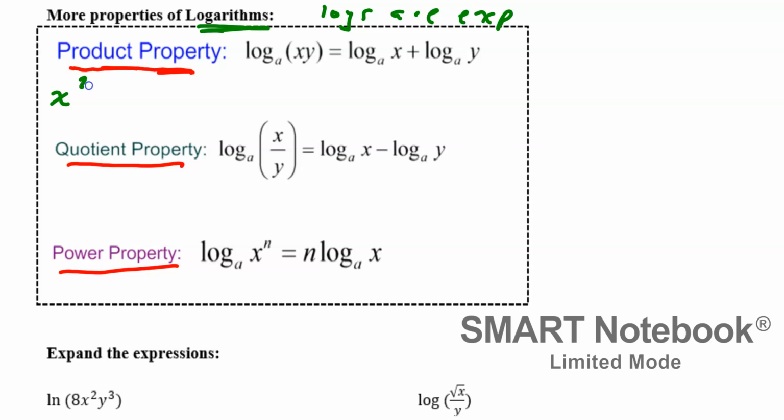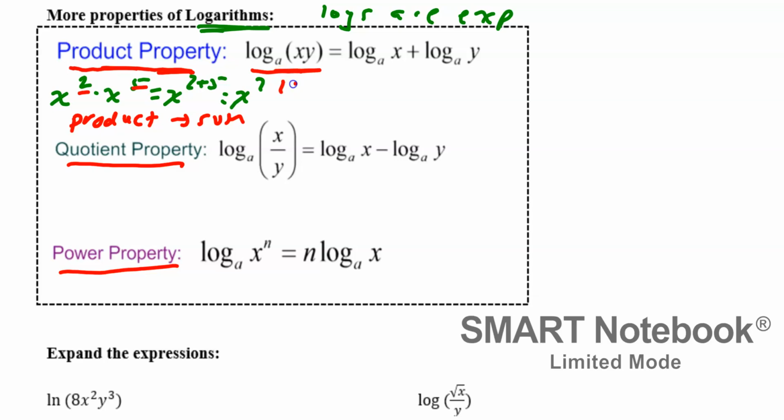What if I said x to the second times x to the fifth? You might remember from the first video in this unit that if you have two bases and you're multiplying them, you end up taking the exponents and adding them and getting x to the seventh power. So what we end up doing is going from a product or multiplication, and then we end up using a sum. In a similar way, because logs are exponents, we take a look on this side of the equation or this property. We have a log of a product which is similar to the exponent on this side, and what it ends up being is the sum of exponents, or sum of logs.